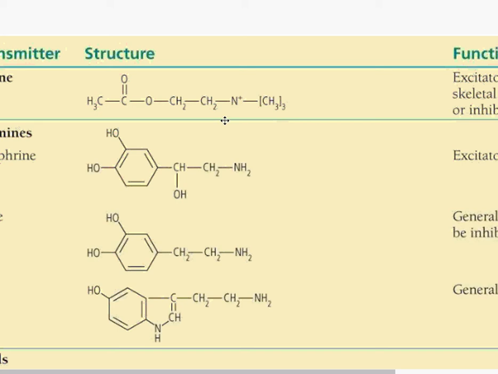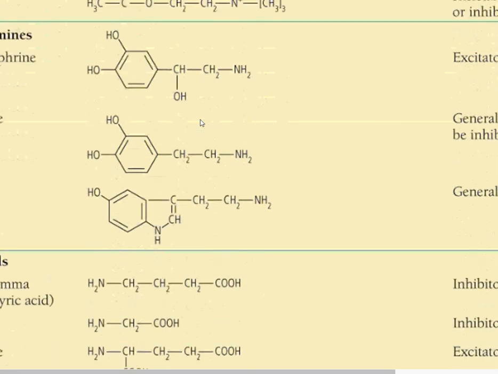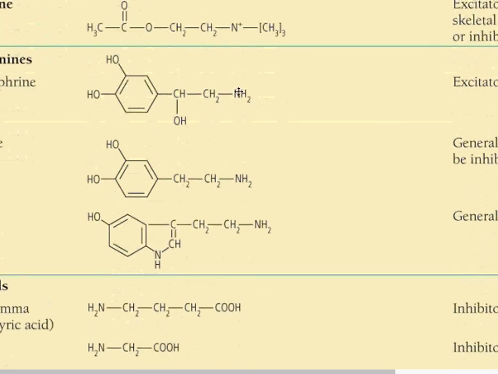A couple of other types of neurotransmitters are called biogenic amines. They're just called that because of this amino group here. And these are common things that you've probably heard of: norepinephrine and then epinephrine. These are released by the adrenaline gland. These are excitatory hormones, and they cause the heart rate to speed up, metabolism, breathing, these sorts of things to speed up.